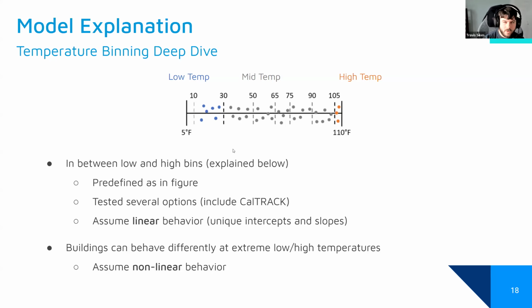Now, again, because buildings can be weird, and it is most likely that they are going to be weird at very high temperatures and very low temperatures, we actually treat those bins differently. So at the extreme temperature bins, we have some non-linear effects that can get added in.